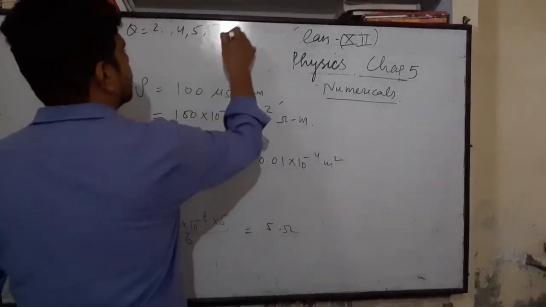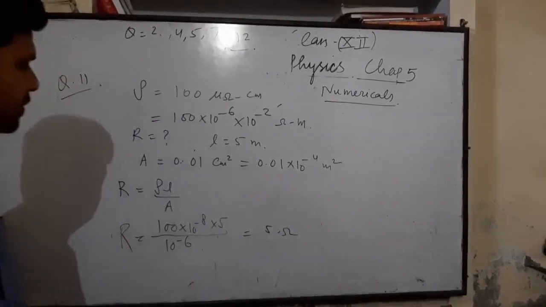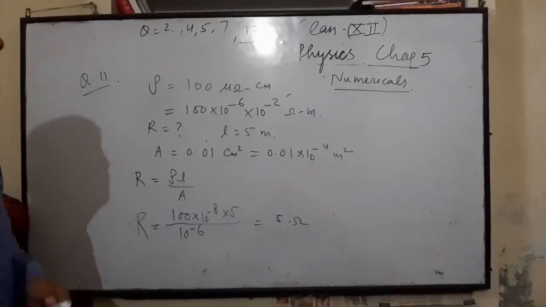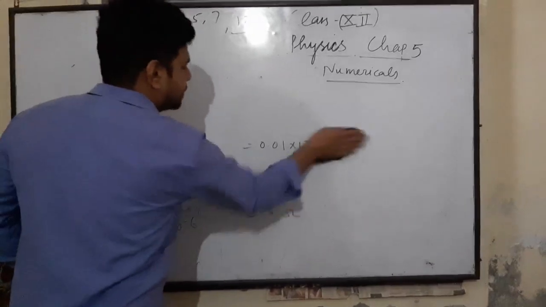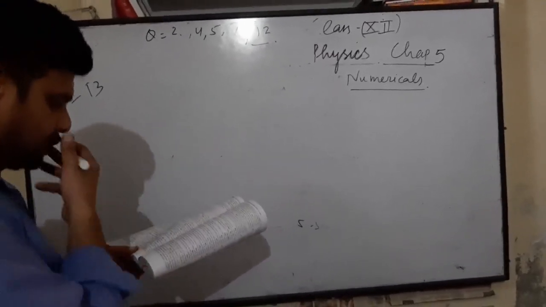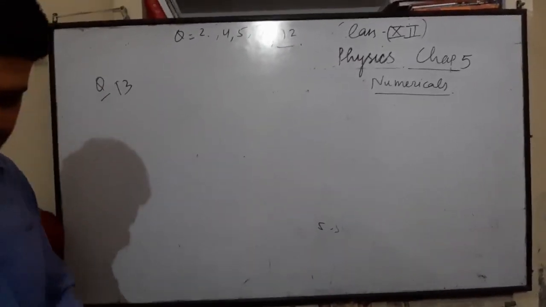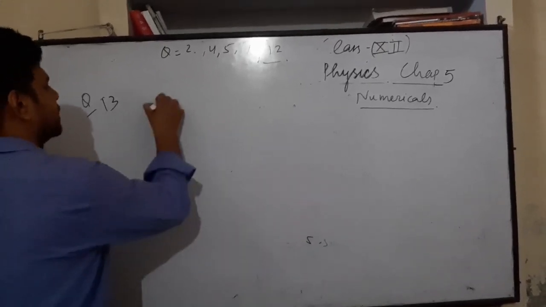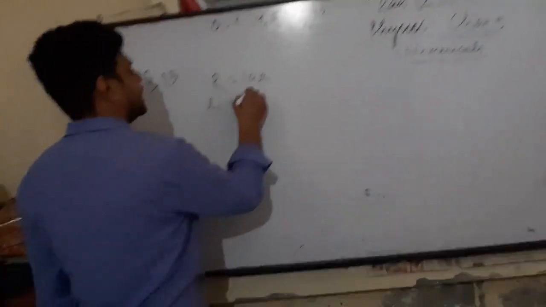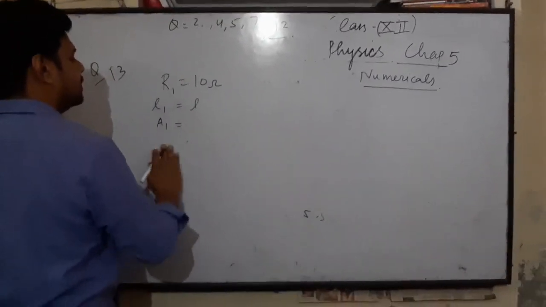Now question number 12 you will do yourself. Now we will do question number 13. A thick wire of 10 ohm resistance is drawn into a thin wire so that its length becomes 3 times. We have a wire initially of resistance 10 ohm. Let length is L and cross section area A1.